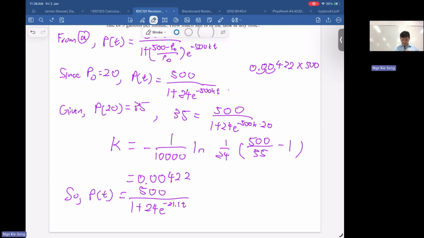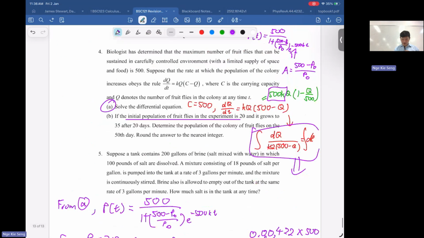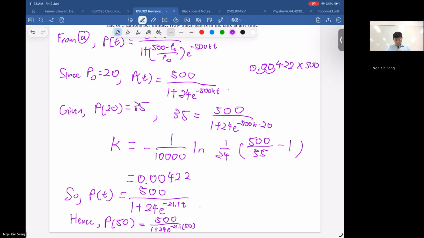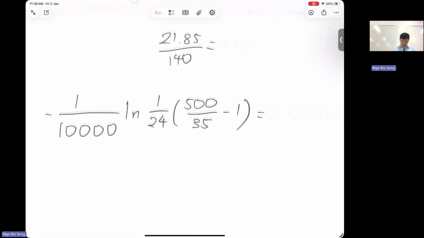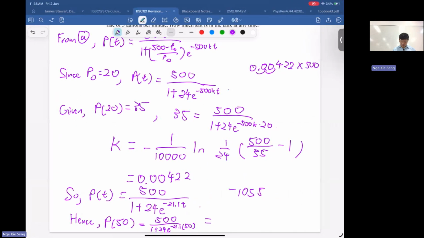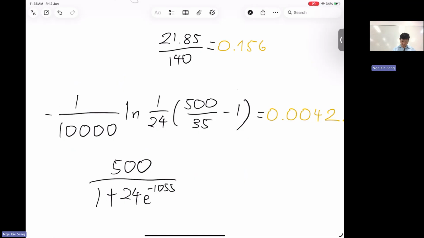How about we want it to be in 50 days? So hence P(50) is equal to 500 over 1 plus 24 e to the minus 21.1 times 50. So what's this answer? Let's calculate 500 over 1 plus 24 e to the minus 1055. So what's this number here?